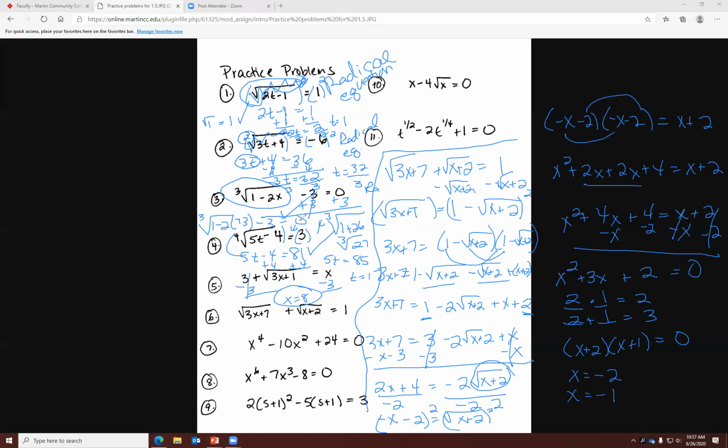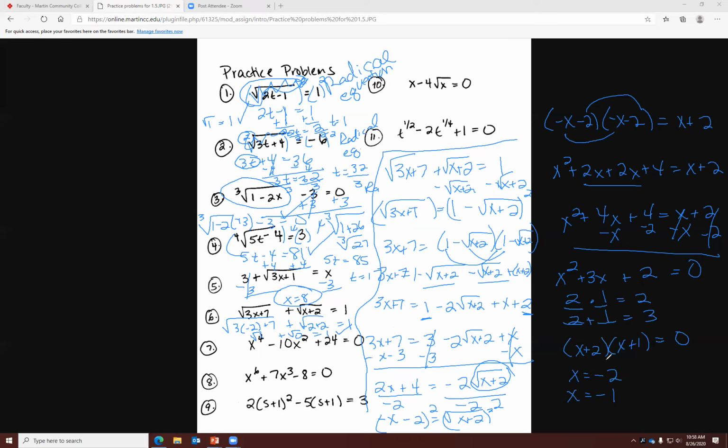And of course, we have to check this. So plug it in. 3 times negative 2 plus 7, the square root of that, plus negative 2 plus 2 equals 1. Is that true? So that's going to be a negative 6 plus 7, that's the square root of 1, plus the square root of 0. Is that equal to 1? Well, square root of 1 is 1, square root of 0 is 0, so that one works.